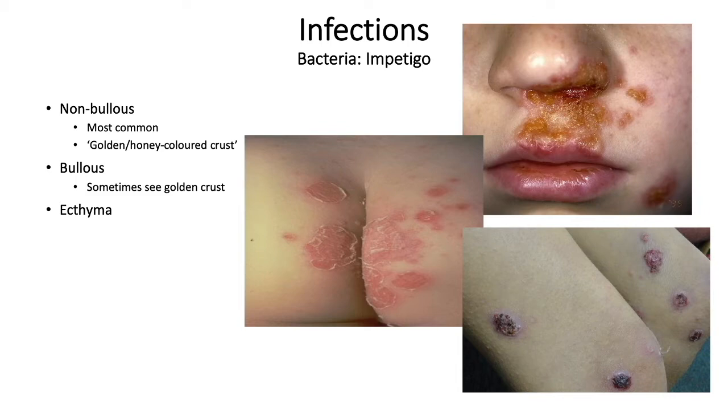Just a quick recap that there are 3 different types. The non-bullous form, which is the most common, and this tends to have the golden or honey-coloured crust. It's quite often treated with topical fusidic acid, and that's because it tends to be a Staph aureus infection. The second type is the bullous form. This forms bullae, as can be seen on the second image down. And you sometimes see a golden crust with this type, but not always. The final type is Exanthem, which forms deep ulcers, as you can see in the image on the bottom right.